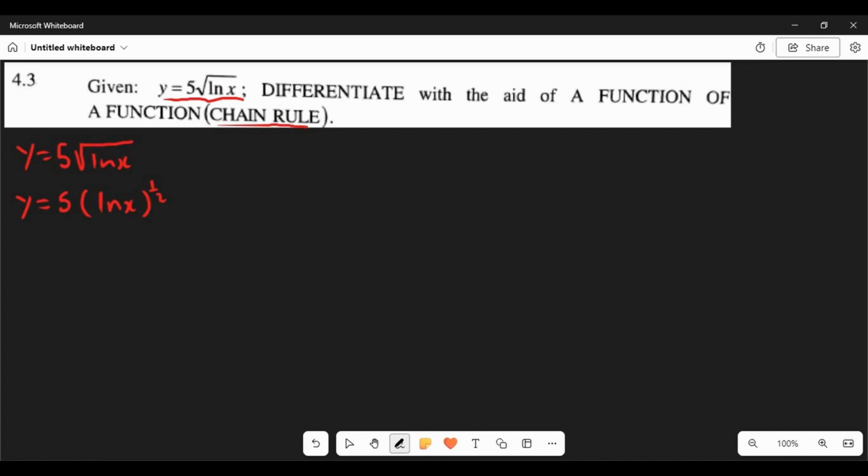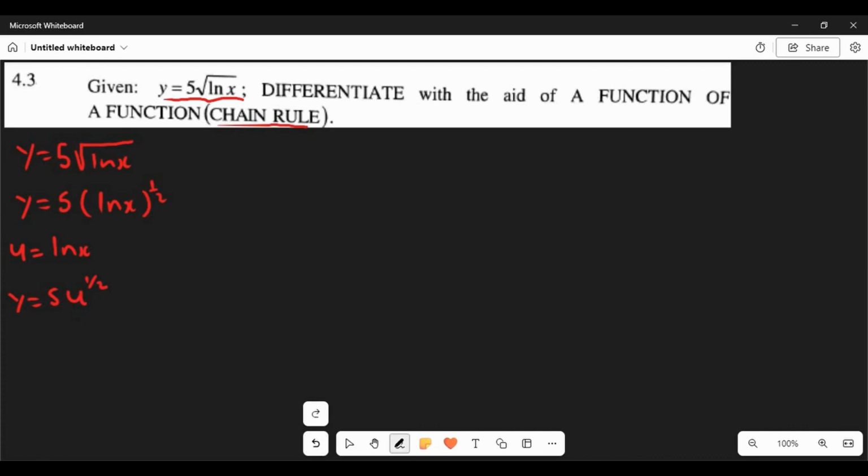From here we start equating. We can say u is equal to natural log x, and then y is equal to 5 times u to the power of half. Guys, let's look at this. Wherever there is natural log x, we just substitute with u, but don't forget this natural log has the power of half. That's why you see us having u to the power of half. I hope you can see what's happening here.